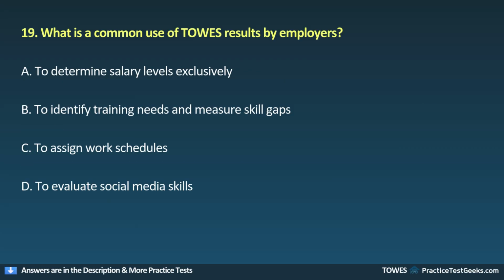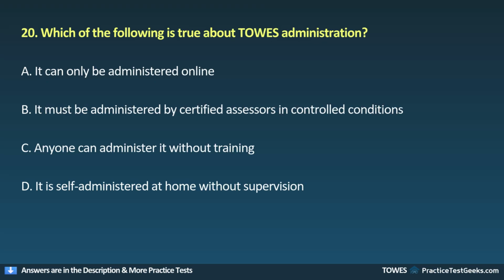19. What is a common use of TOWES results by employers? A. To determine salary levels exclusively. B. To identify training needs and measure skill gaps. C. To assign work schedules. D. To evaluate social media skills. 20. Which of the following is true about TOWES administration?